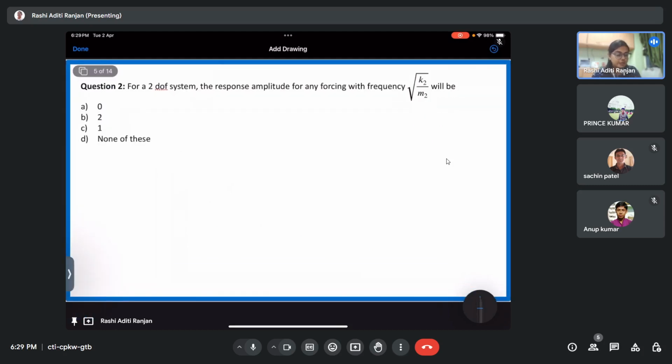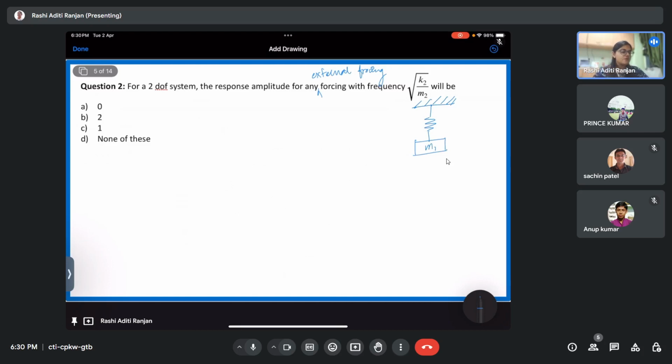For a 2 degree of freedom system, the response amplitude for any forcing with frequency, this will be any external forcing. This was also discussed in, I guess, week 1 or week 2. However, I'll still explain what the system is and how it is behaving. For example, if I have a primary system, I have a spring and I have a mass M1 attached to it.